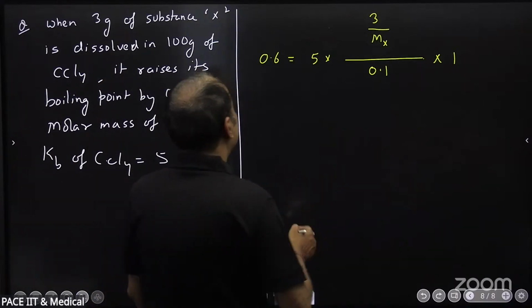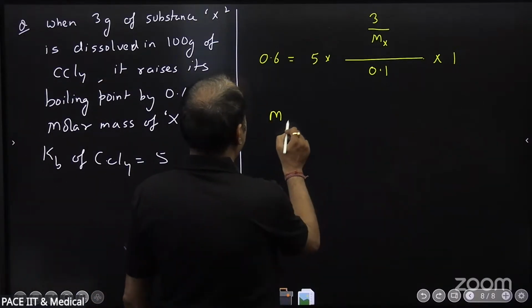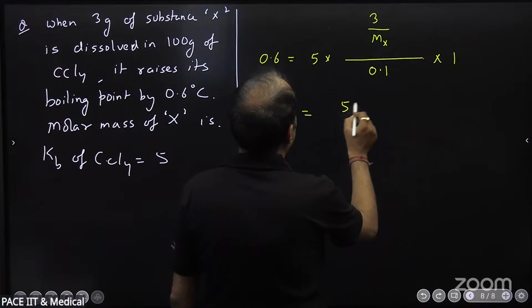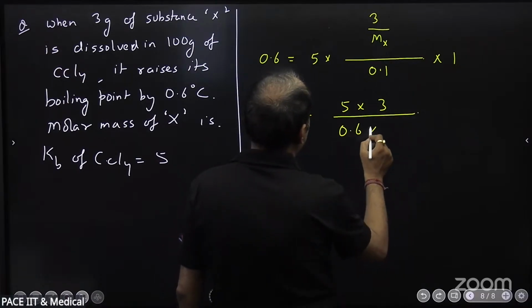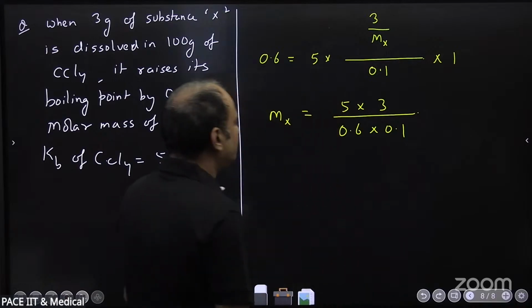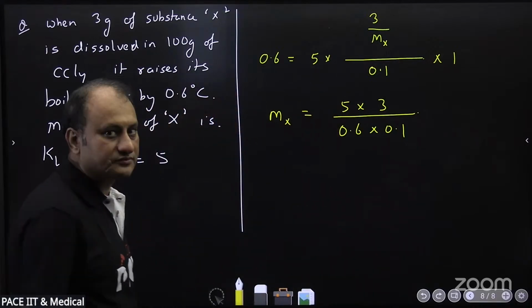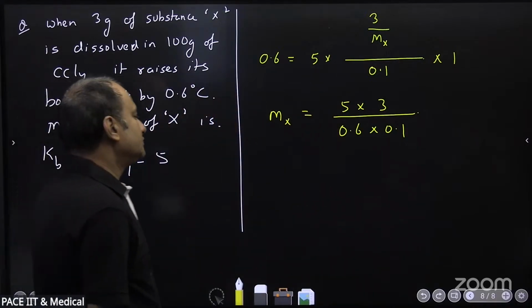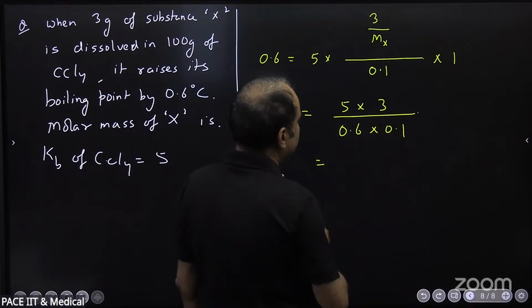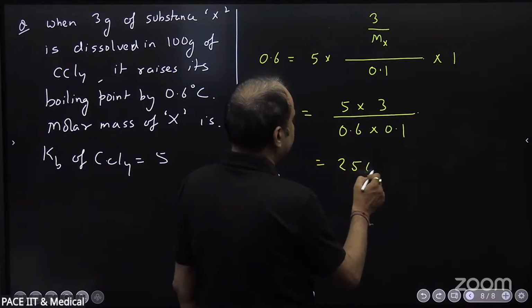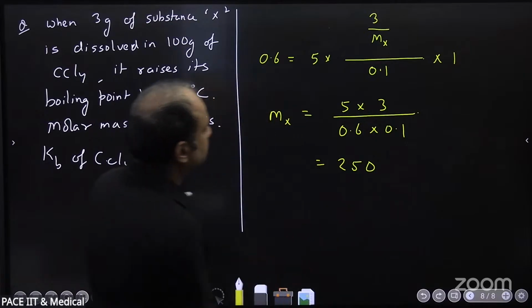So now very simply we can solve. Molar mass of X becomes 5 into 3 upon 0.6 into 0.1. Correct? So how much will this become? 250. Correct?